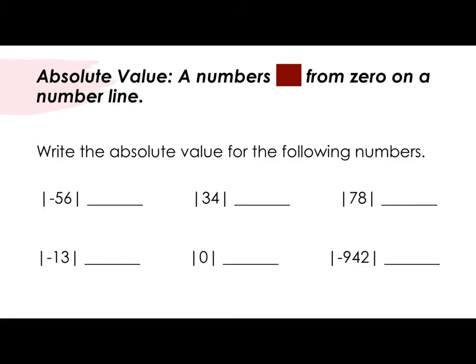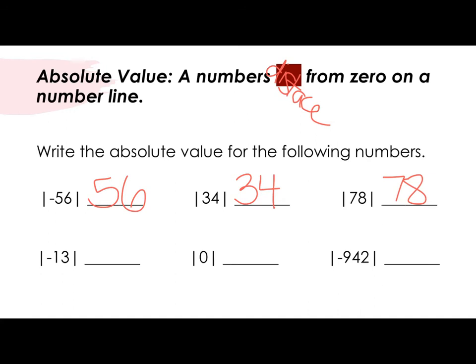Absolute value is a number's distance from 0 on a number line. So the number's distance from 0, how far away it is from 0. Okay, so how far away is negative 56 from 0? It's 56. So the absolute value of negative 56 is positive 56. The absolute value of 34 is 34. The absolute value of 78 is 78. Notice they're all becoming positive no matter what. The negatives are becoming positives and the positives are staying positive.